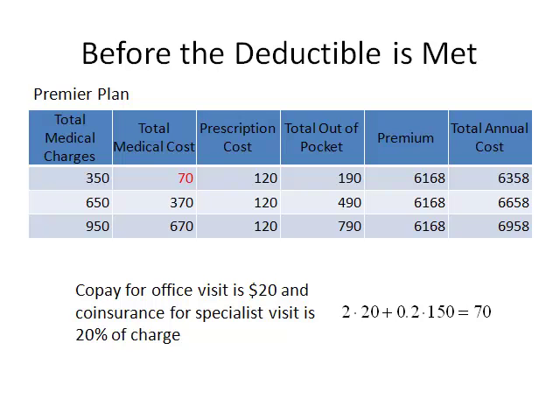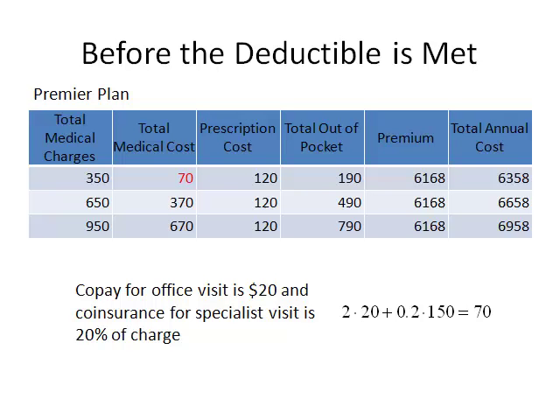Plans with copays are handled a bit differently. In the Premier plan, there is a $20 copay for office visits to the primary care physician with no deductible. Additionally, specialist visits require 20% coinsurance with no deductible. So the 2 office visits and 1 specialist visit will cost $70.